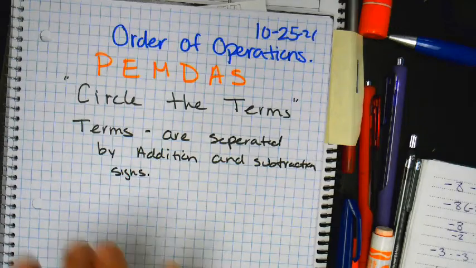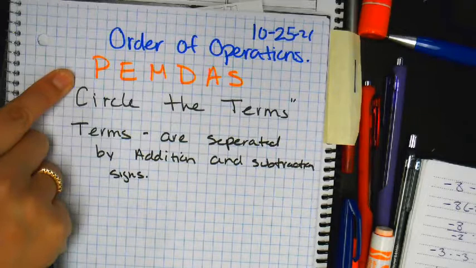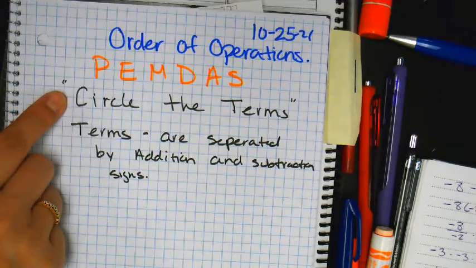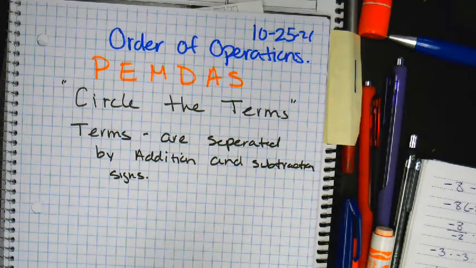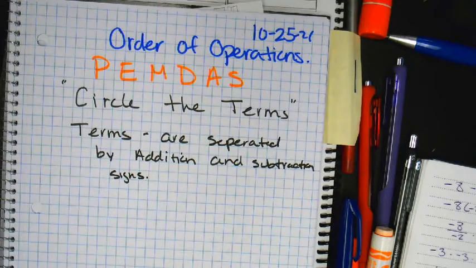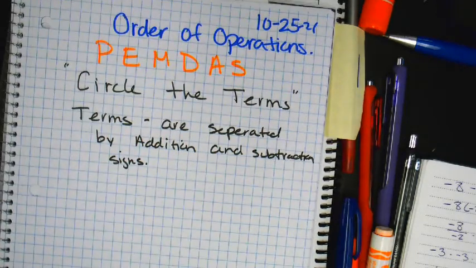So order of operations, a lot of you know it as PEMDAS. In 7th grade, we like to not use PEMDAS so much, but use circle the terms, which does give us the same answer. Why? Because for Algebra 1, you're going to have to identify terms. Terms are separated by addition and subtraction signs. So we try to do two things at once: teach you how to do Algebra 1 and 7th grade math, all at the same time.